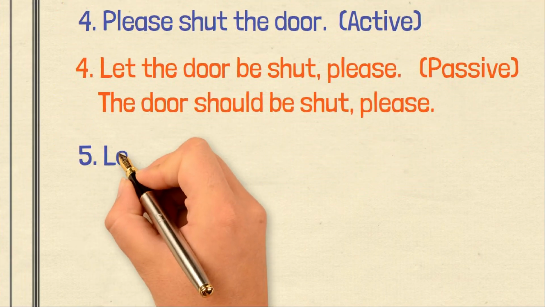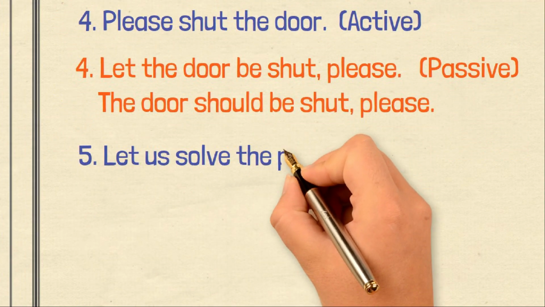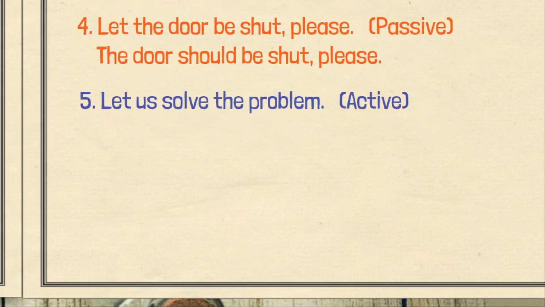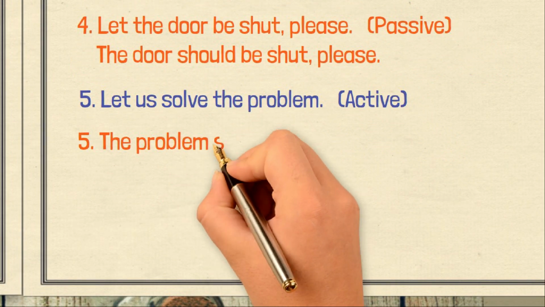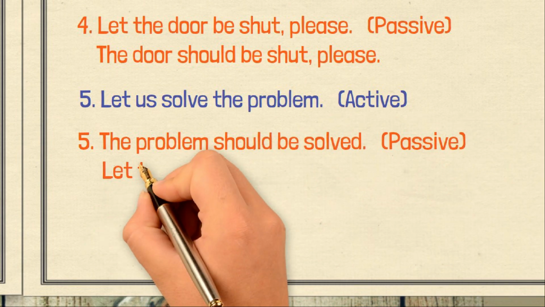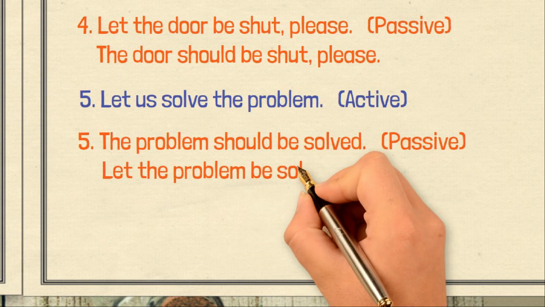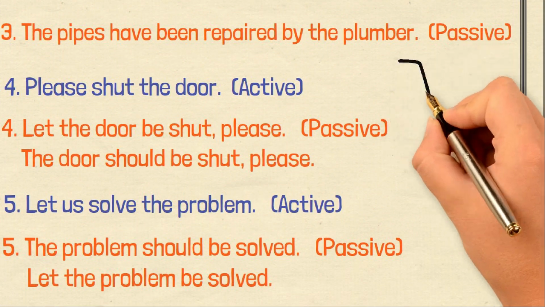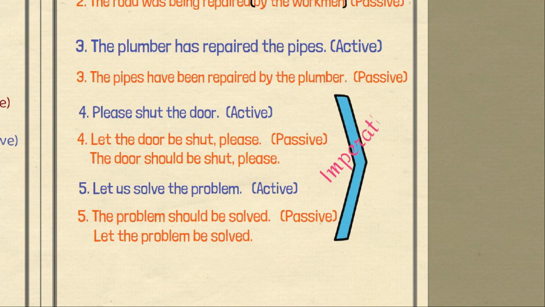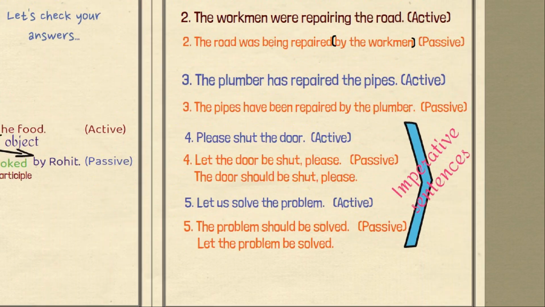The next sentence is, let's solve the problem. Its passive form would be, the problem should be solved, or let the problem be solved. Do you remember? In the previous lesson, we discussed the imperative sentences. How do we change them from the active to the passive voice? We use the word let and then the verb form be plus the past participle of the main verb, that is the third form of the verb.